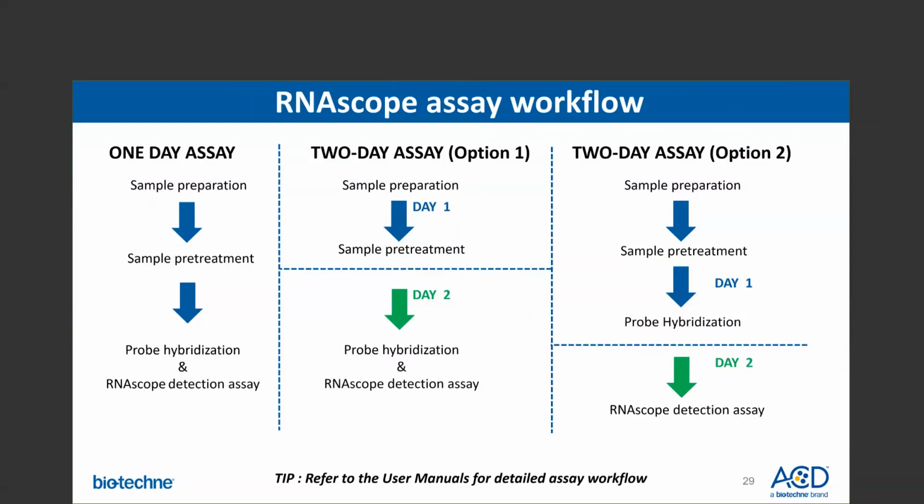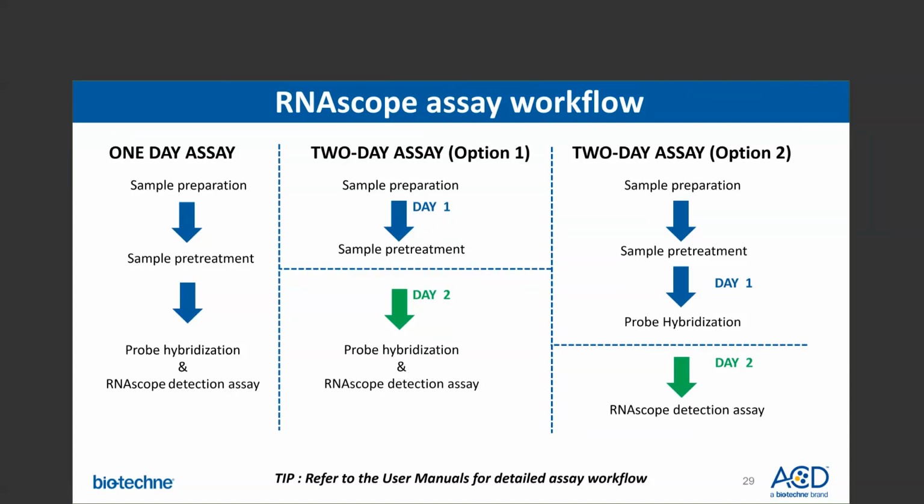The assay can also be split into 2 days, and there are 2 options for that. Option 1 would be that you stop after pre-treatment on day 1 and continue with probe hybridization and detection on day 2. Or you can use option 2, where you would prepare the samples, pre-treat, and finish probe hybridization all on day 1, and on day 2 you will perform the detection part.